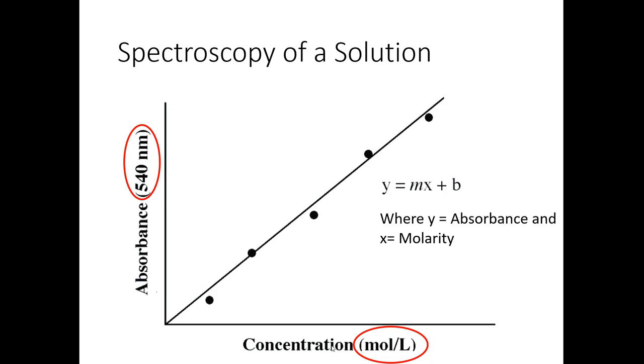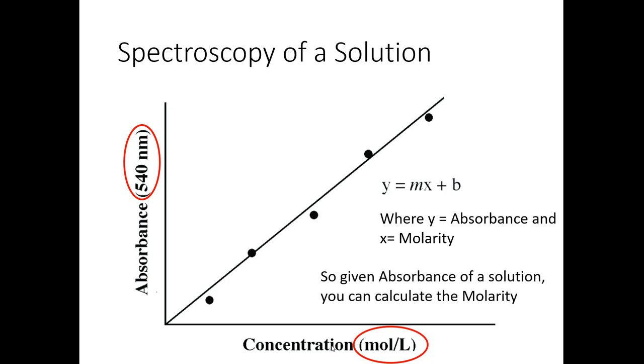So if I have this graph with its equation, and now I have a solution of unknown molarity, if I can measure its absorbance, given the absorbance of that solution, I can use the equation of the line to calculate the molarity.